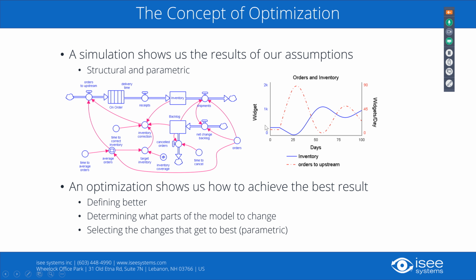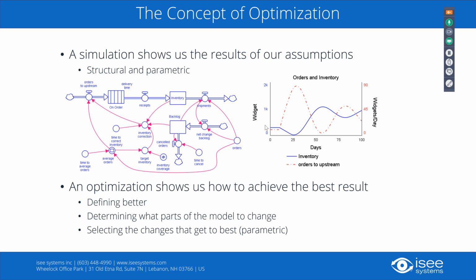So the concept of optimization is, in a sense, an extension of the concept of a simulation. A simulation takes structure, you see that on the left here, and it turns it into behavior and shows how things change over time. An optimization shows us how to achieve the best result. Now, that's an interesting statement because the best result isn't as obvious when you're dealing with simulation models.